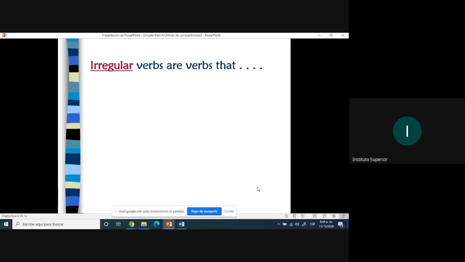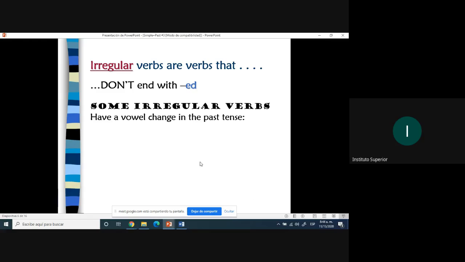Now let's take a look at the irregular. The irregular verbs are verbs that, of course, don't end with ed. Some irregular verbs have a vowel change in the past tense. Let's look at the form of some of them. Some irregular verbs. Algunas, no todas, que la vida no puede ser así de fácil. See, just by changing the vowel, the whole verb changes, and it's already irregular.